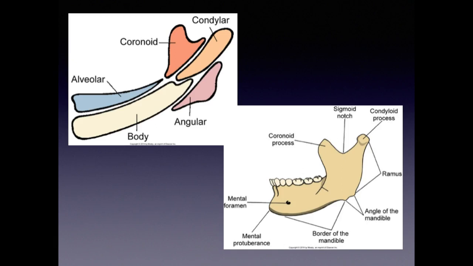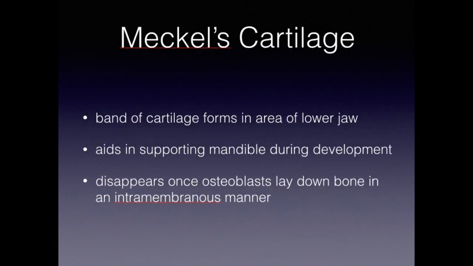And then finally, the alveolar process that forms in response to the developing teeth, as our teeth form in that pad of tissue. So the Meckel's cartilage, that band of cartilage that forms in the region of the future lower jaw, the mandible itself actually grows on the anterior side of the cartilage, and basically this Meckel's cartilage will help to support the mandible during development.